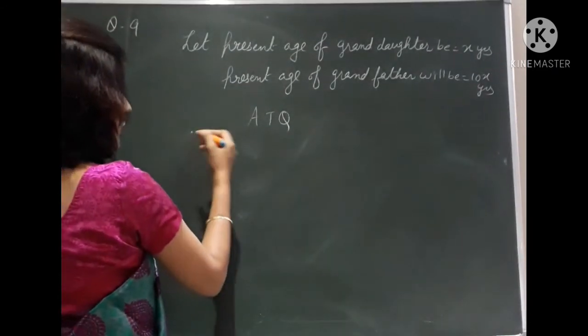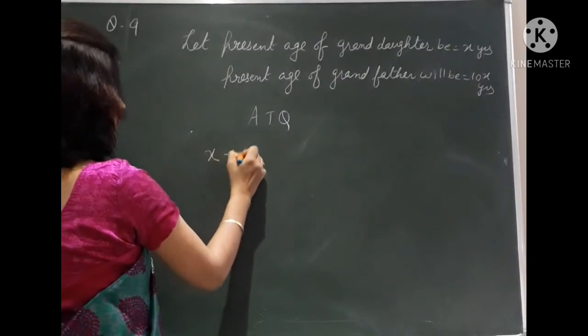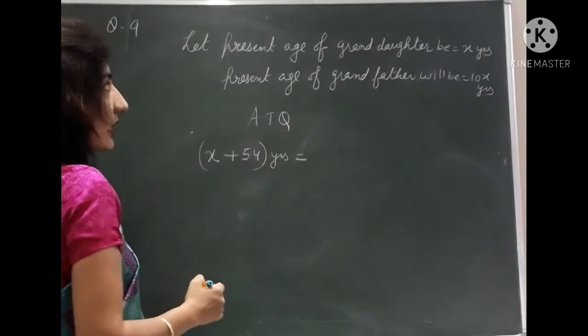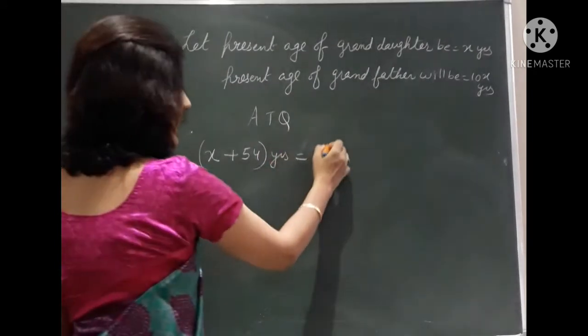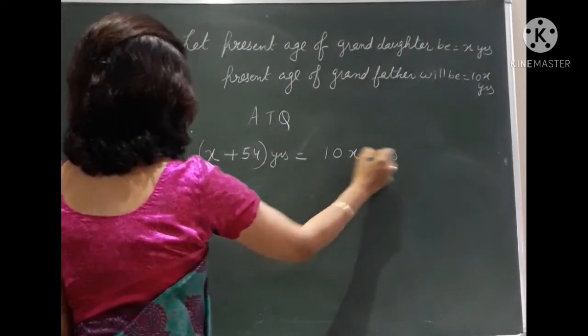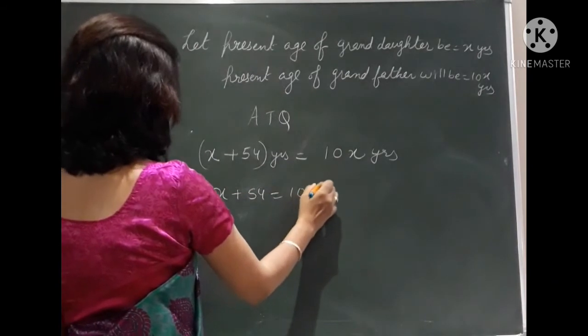Now according to question, the equation formed will be, he is also 54 years older than her. Granddaughter is x years, so grandfather is x plus 54 years. This is also given in the question, and it is also given that he is 10 times the present age. This is also 10x years. So the equation formed is x plus 54 equals to 10x.